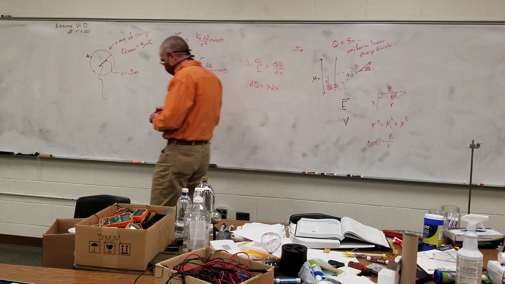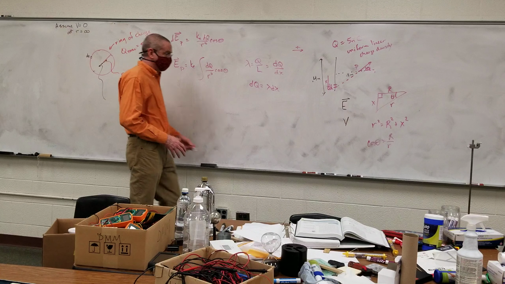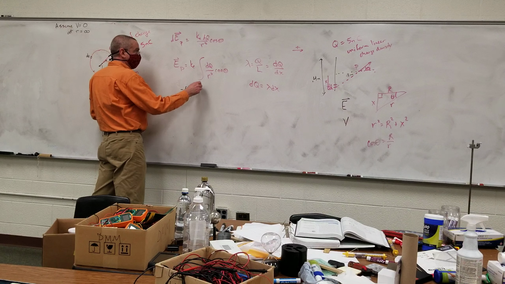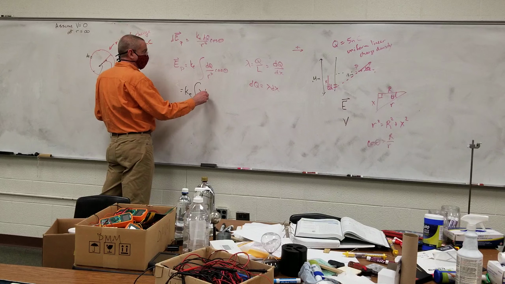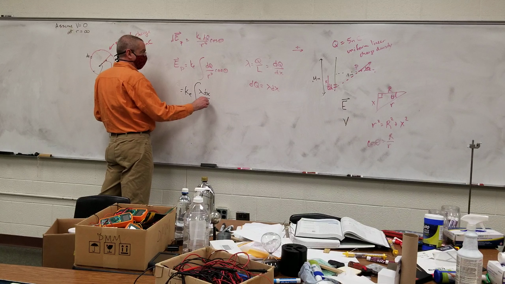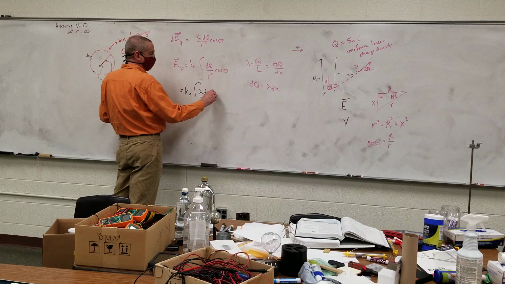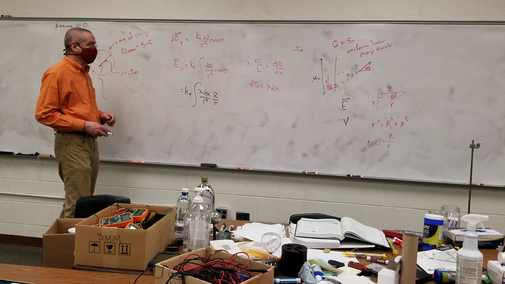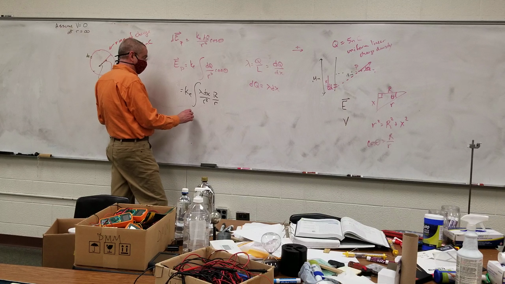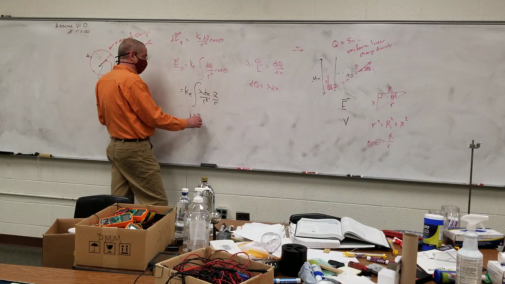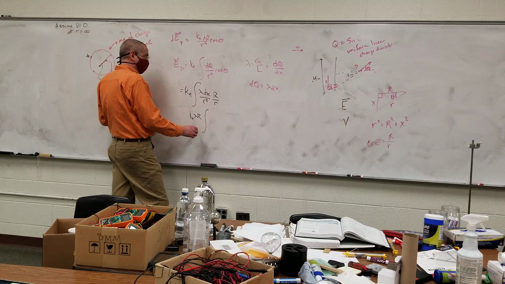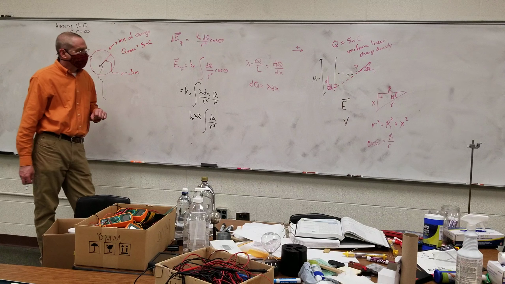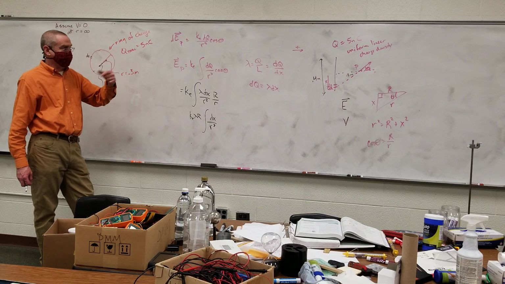So we can simplify just like we did before. All right, so I got KE integral. So dq, I got lambda dx. I'm going to leave the r squared there for right now because cosine of theta is big R over little r. Get my little r's together before I do that substitution. Pull out my constant, so I have KE lambda big R times the integral dx over r cubed. I know what r squared is, so r cubed has got to be that raised to the 3/2.